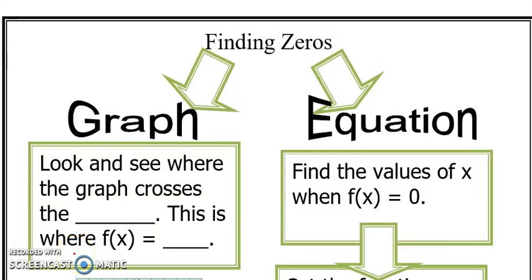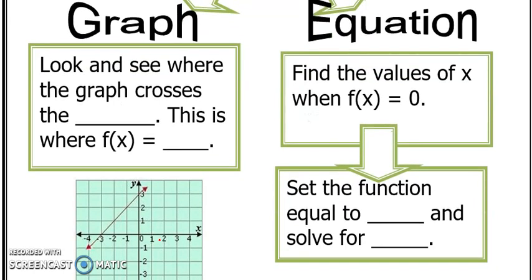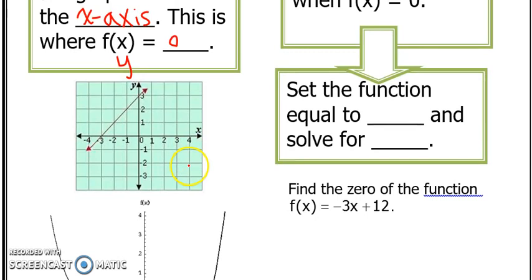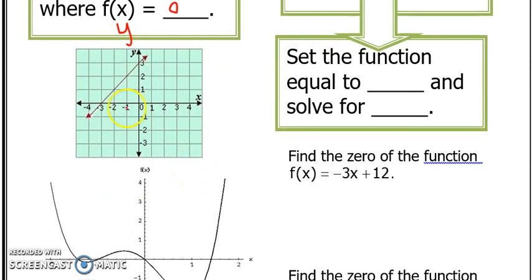Hello everyone, we're going to do a lesson on finding zeros of a function. We're going to look at graphs and equations. On a graph, we're going to look and see where the graph crosses the x-axis. This is where f of x, which means y, equals 0. So let's take a look at the graph below and find the zero of a function.